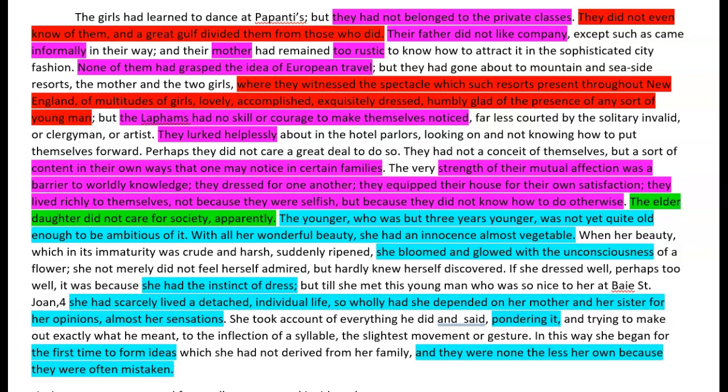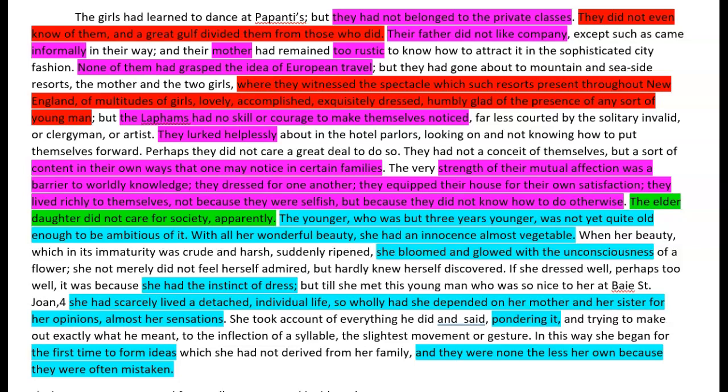And then you get that idea again that Penelope did not care for society. She had no interest in going out and making girlfriends. She had no interest in hitting on boys. And then it does say that Irene, who is younger, was just not old enough yet to want to try to be cool.